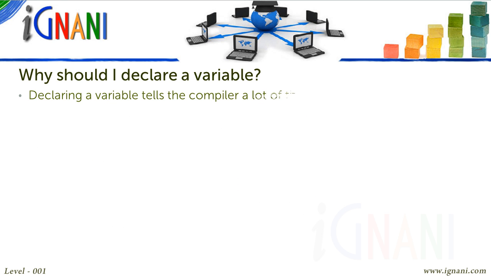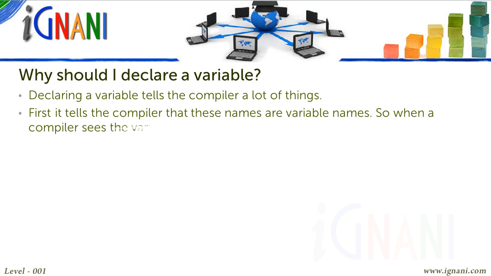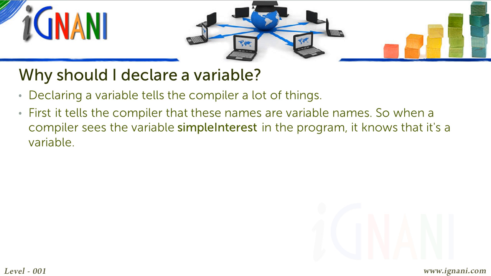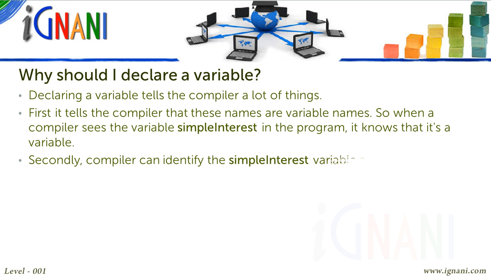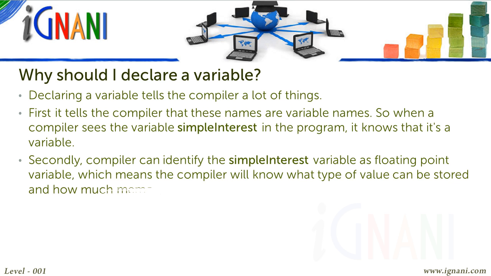Declaring a variable tells the compiler a lot of things. First, it tells the compiler that these names are variable names, since you saw earlier that we can even give names to constants. So when a compiler sees the variable simple interest in the program, it knows that it's a variable. Secondly, compiler can identify the simple interest variable as floating point variable, which means the compiler will know what type of value can be stored, and how much memory space has to be set aside for the variable.